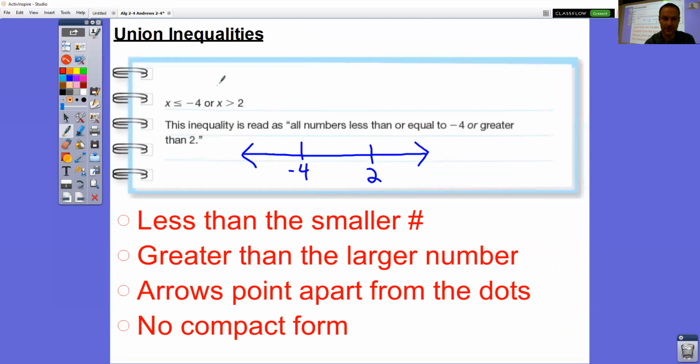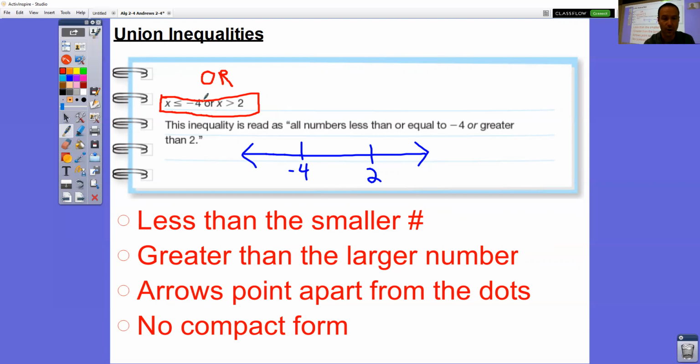Let's take a look at what an or statement looks like. All right, this is an or statement. So we have X is less than or equal to -4, or X is greater than 2. This inequality is read as all numbers less than or equal to -4 or greater than 2. Now, when you go to write an or statement, this is exactly how it's going to look. You're going to have one of the inequality statements, X is less than or equal to -4. You always put the smaller number first. So that smaller one, -4 compared to 2, goes over to the left.